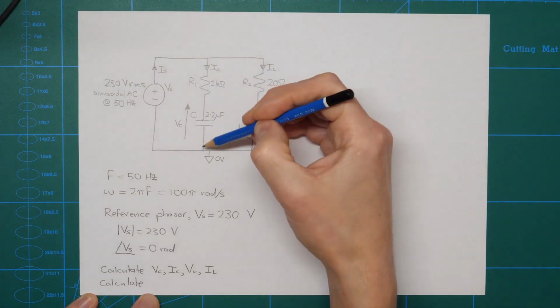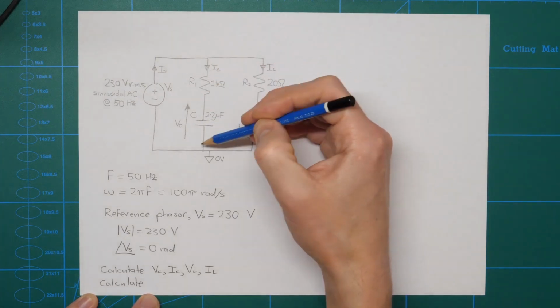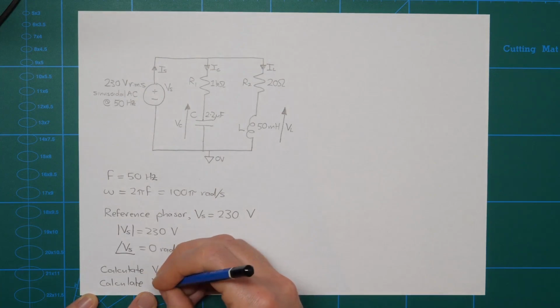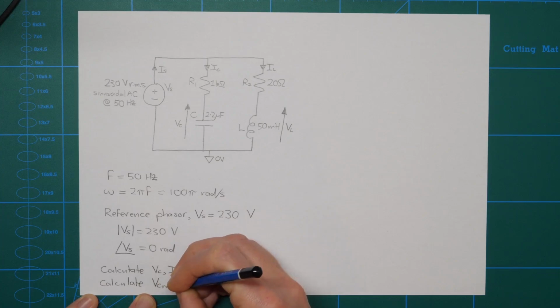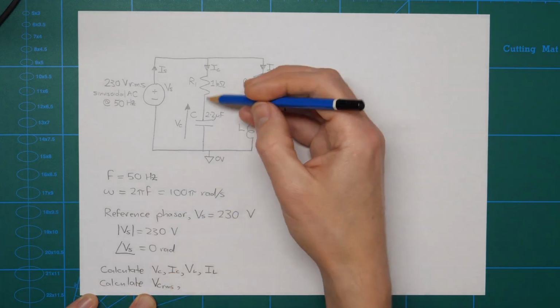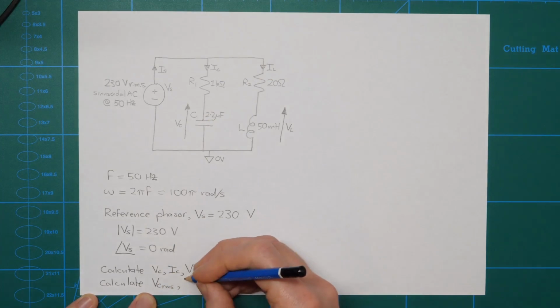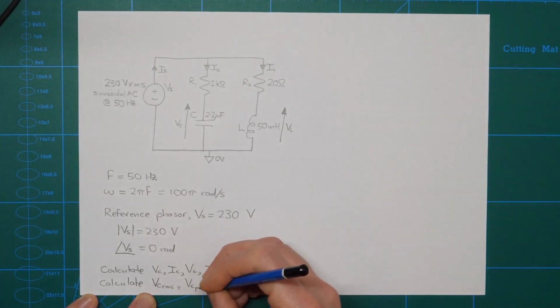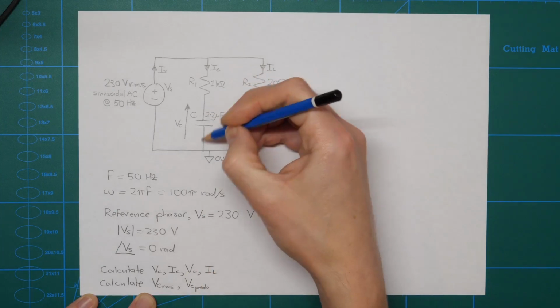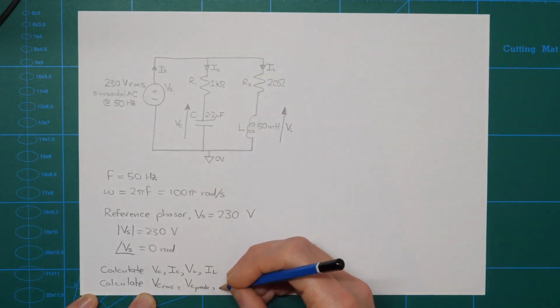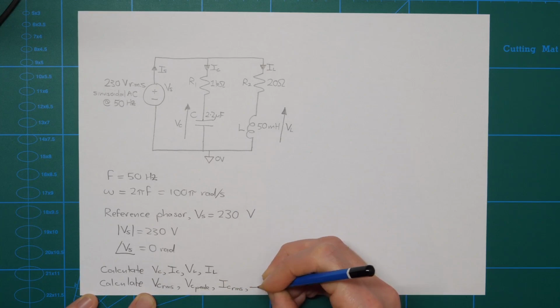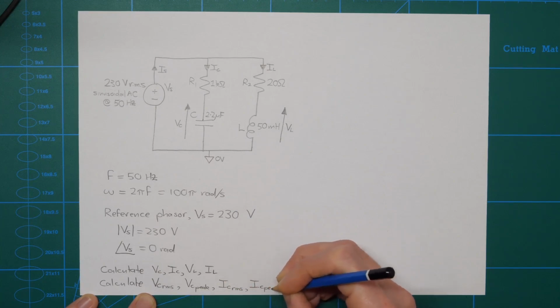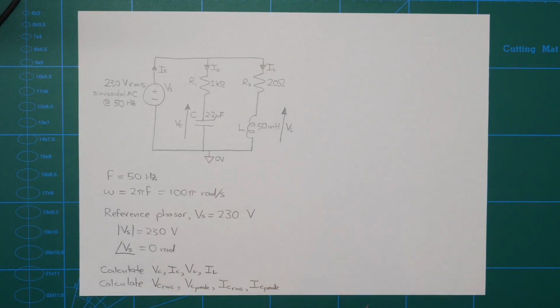And then also, just for the capacitor branch, I'm going to calculate some additional values. In particular, I'm interested in what's VC RMS first. That's the RMS magnitude of this voltage. Then what is the peak value of the capacitor voltage? And then we'll also calculate the RMS value of the capacitor current and the peak value of the capacitor current. So we'll calculate all of those things.